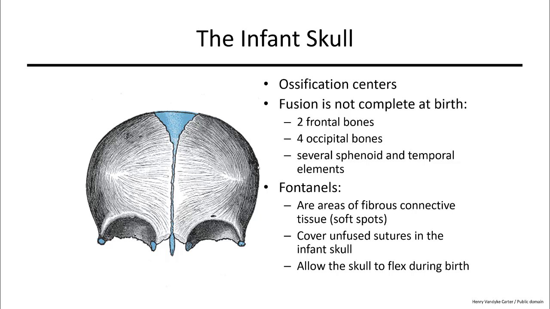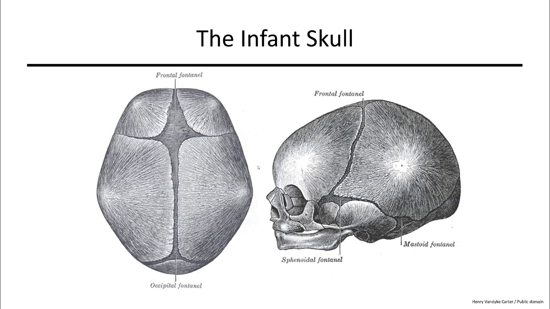Fontanelles are fibrous connective tissue where bone has yet to grow, and it is just this connective tissue over the brain, and therefore very susceptible to damage in the infant until the skull finalizes its growth into these areas. We can see the fontanelles indicated here.